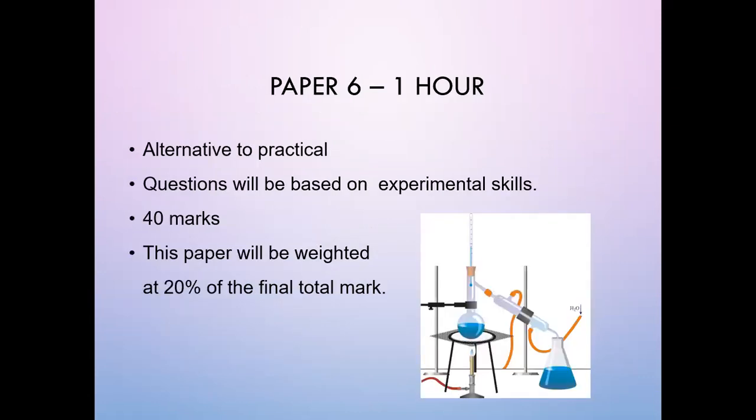The duration for paper 6, which is alternative to practical, is 1 hour only. Total marks is 40. Questions are based on experimental skills. In this paper, you can expect questions on labeling apparatus, testing of ions, flame tests. You will also have to complete tables of data. You need to draw and interpret graphs. And you also have to answer questions based on planning investigations. 20% of your total marks comes from this paper.